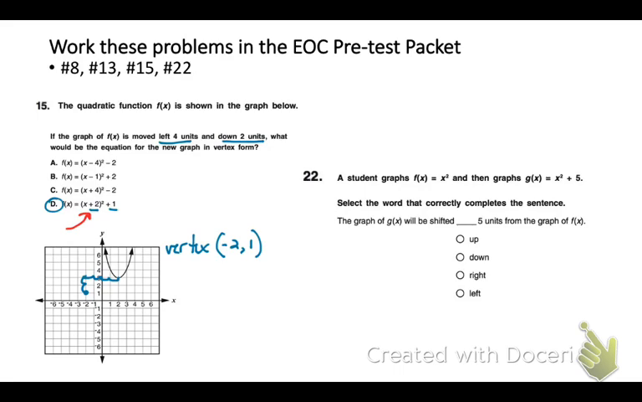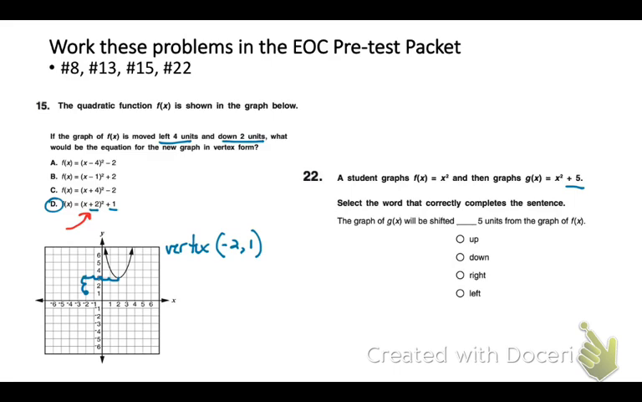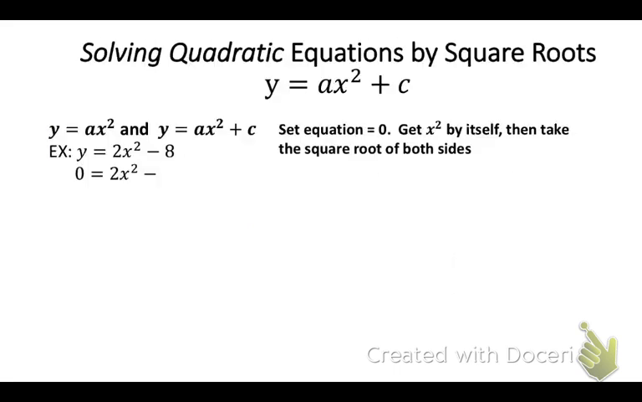Number 22. A student graphs f of x equals x squared and then graphs g of x equals x squared plus 5. That means we are simply adding 5, and that is going to move our graph. The graph g of x will be shifted up 5 units.